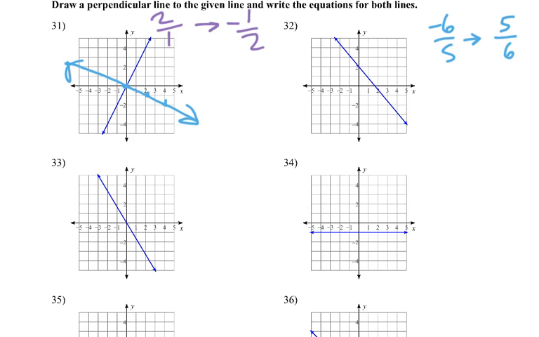So we pick a point anywhere, it doesn't really matter. And we go up 5, to the right 6, right about there. And there's our line perpendicular.